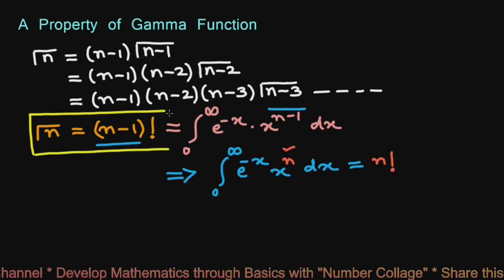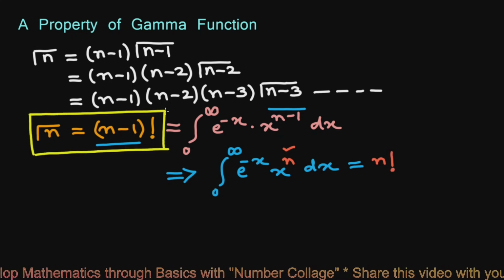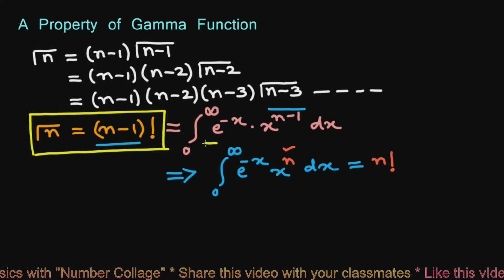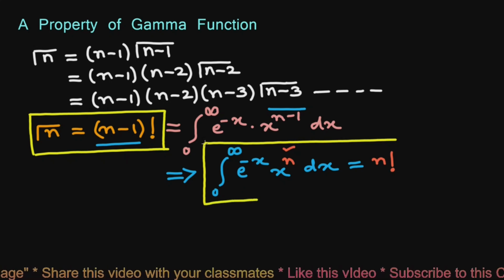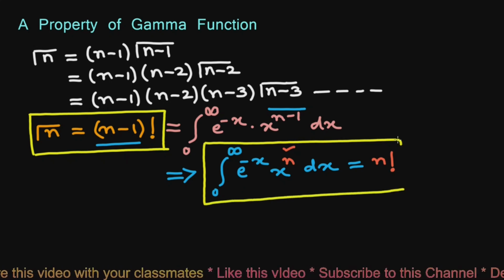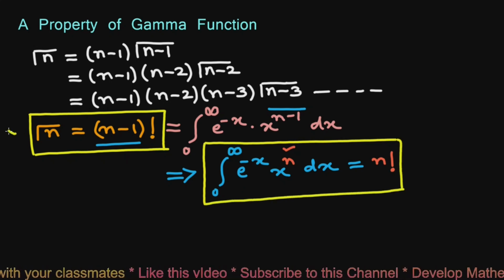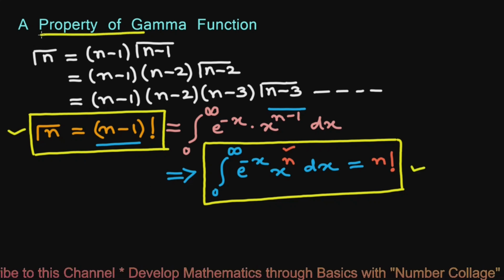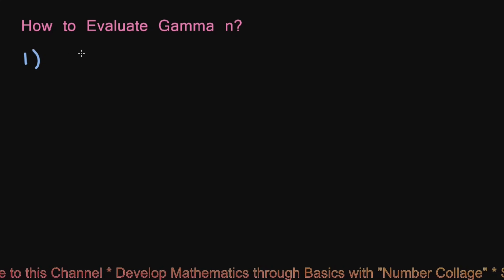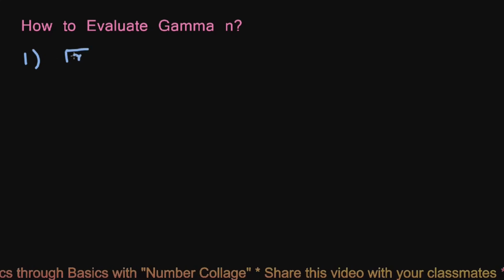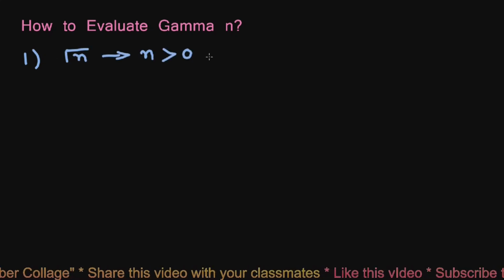So gamma n equals (n minus 1) factorial, and integral from 0 to infinity of e raised to minus x raised to n dx is n factorial are two important interpretations of property of gamma function. Now let us understand how to evaluate gamma n. First we will see how to evaluate gamma n when n is positive integer.